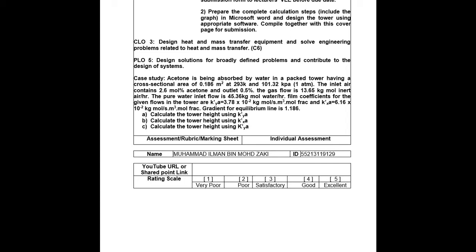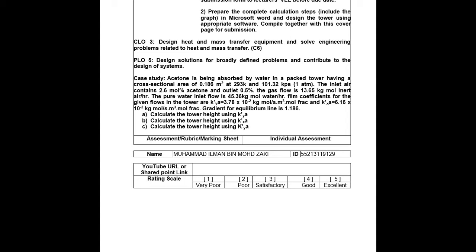Today we are going to study the gas absorption process in a packed tower column. The cross-sectional area is 0.18 m², at 293 K and 101.32 kPa. The inlet air contains 2.6 mole percent acetone and the outlet 0.5%. The gas flow is 13.65 kg mole per hour. For the pure water, the inlet flow is 5.36 kg mole water per hour.